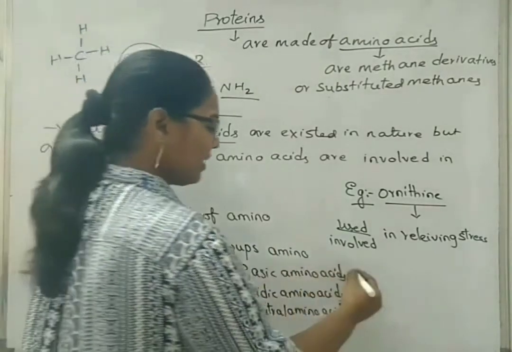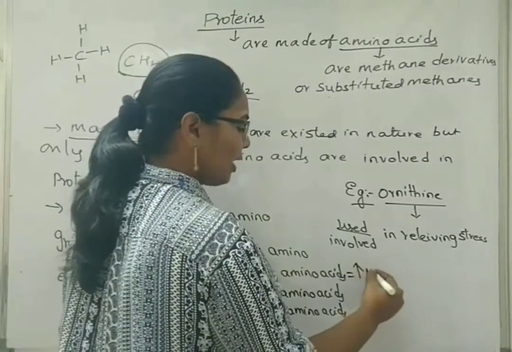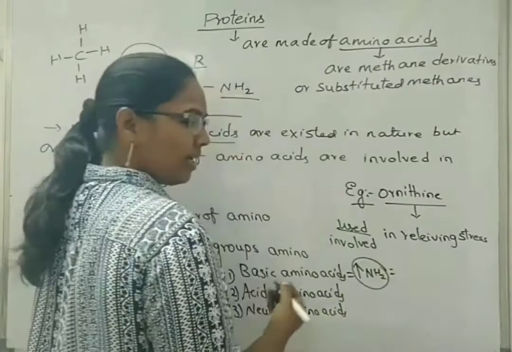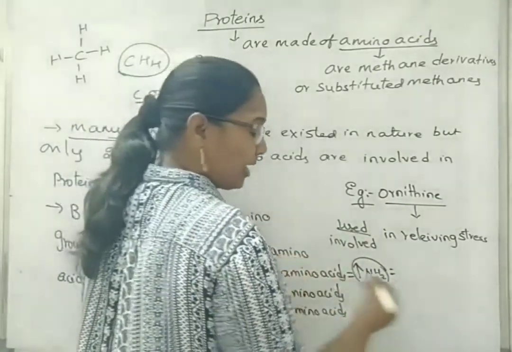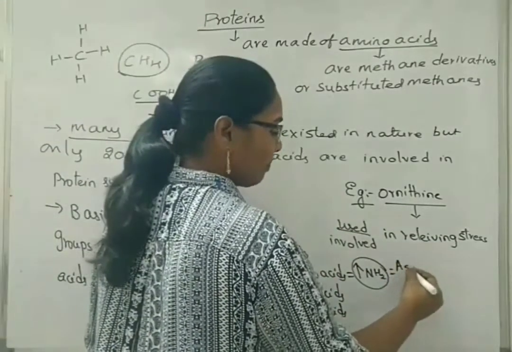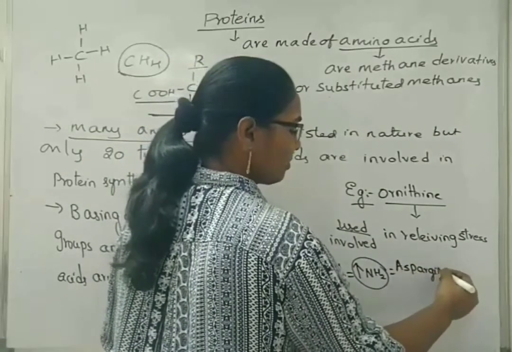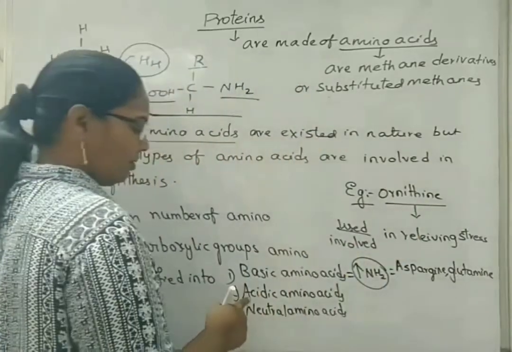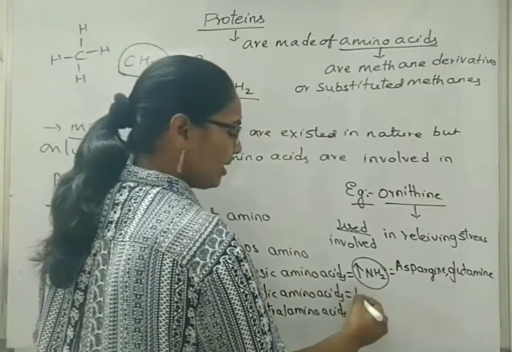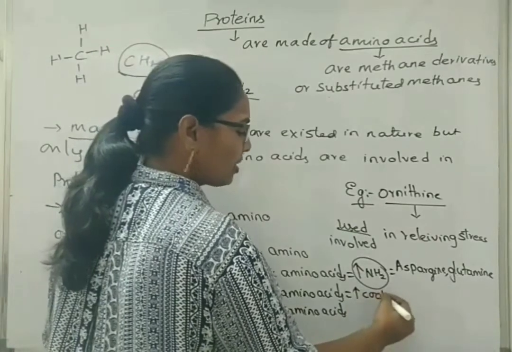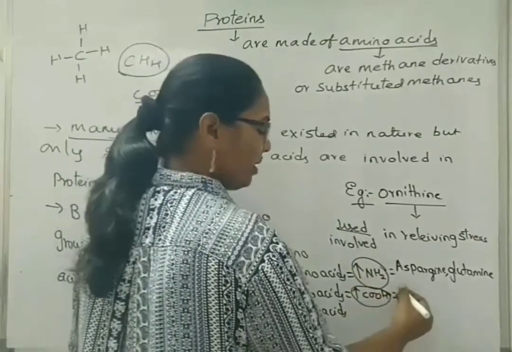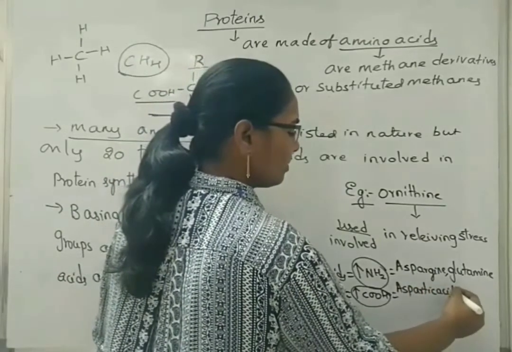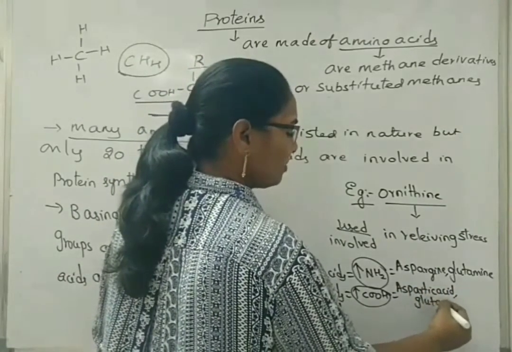In the case of basic amino acids, there are more amino groups. This we can remember. Examples are arginine, asparagine and glutamine. Now, in the case of acidic amino acids, there are more carboxylic groups. Here we can take examples like aspartic acid and glutamic acid.